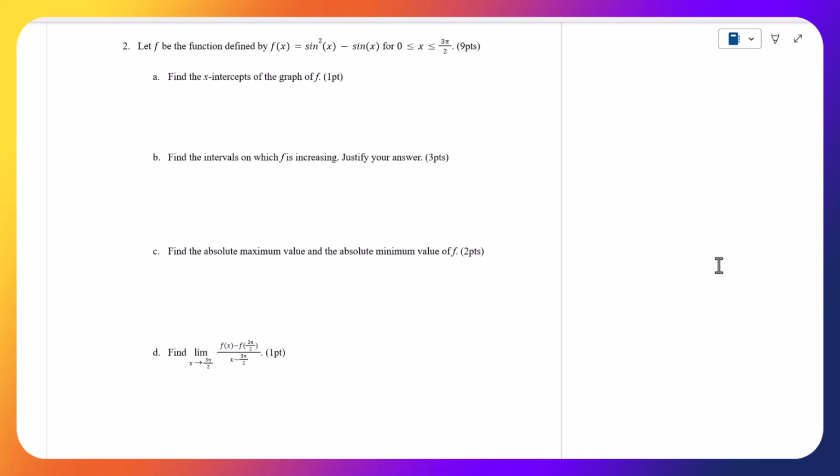on a specific interval. On this interval, hopefully my thing is working. Please load. There we go.